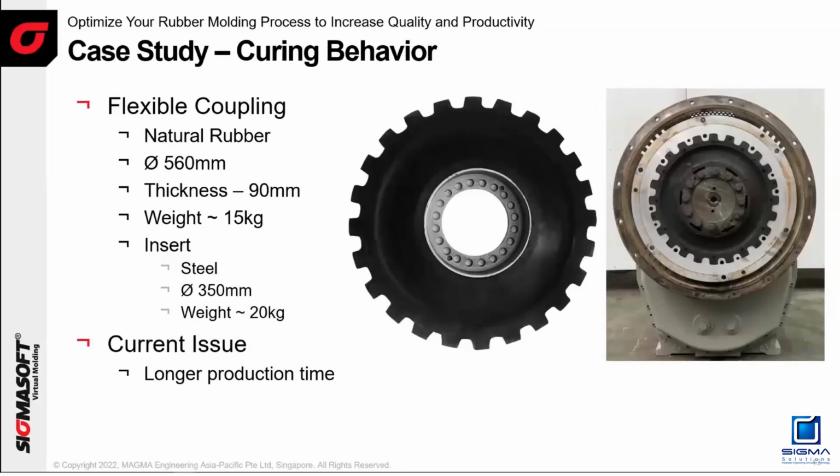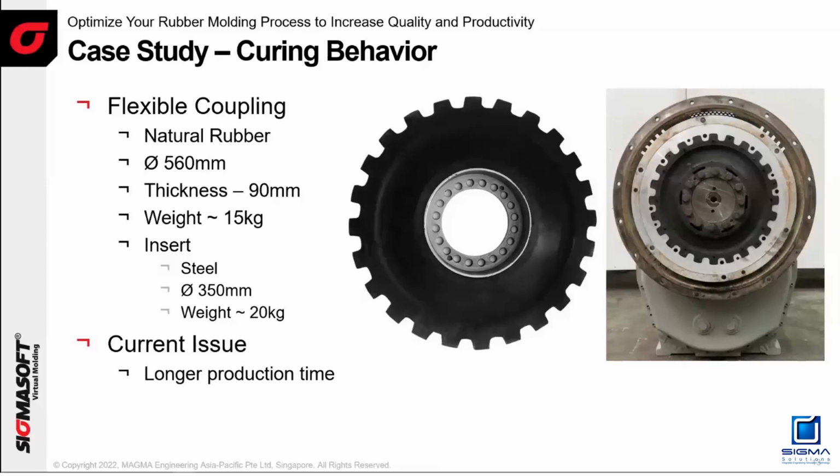Actually, this is a flexible coupling used in the marine industry. The material is natural rubber. It is quite a big size, around 560 mm in diameter, and the weight of the rubber itself is 15 kg. We are also using 20 kg of steel material as an insert. The problem here is it takes a long cycle time to produce a single part. So we need to optimize the cycle time here, which we will see in the further slides.